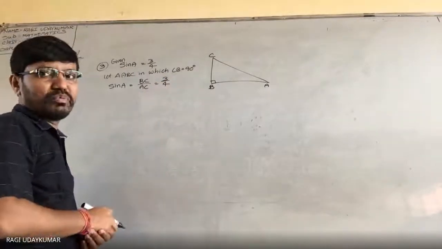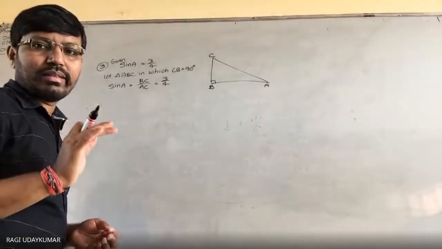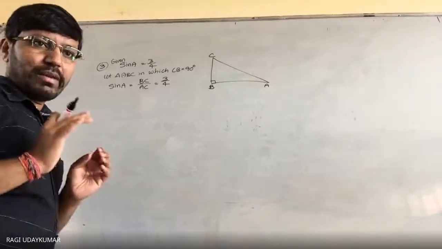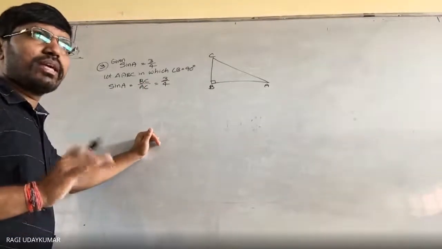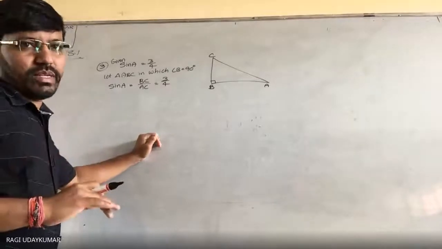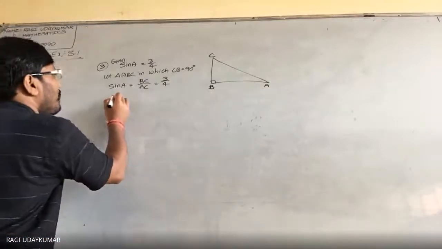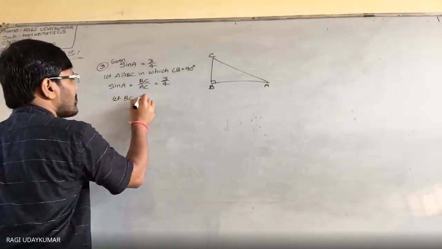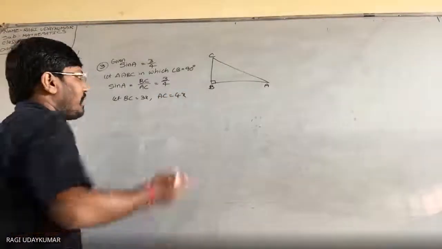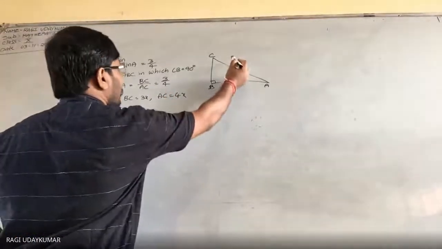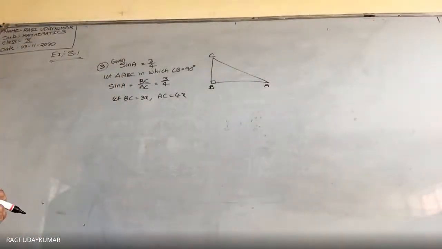Whenever you take this problem, most of the students will directly take BC is equal to 3. Do remember that I already told you, whenever BC by AC is equal to 3 by 4 is given, you are not supposed to take BC is equal to 3 directly. Ratio is given to you, so you have to take BC is equal to 3x and AC is equal to 4x. We don't know; you may have BC 6 and AC 8. So we cannot say exactly 3 and 4.